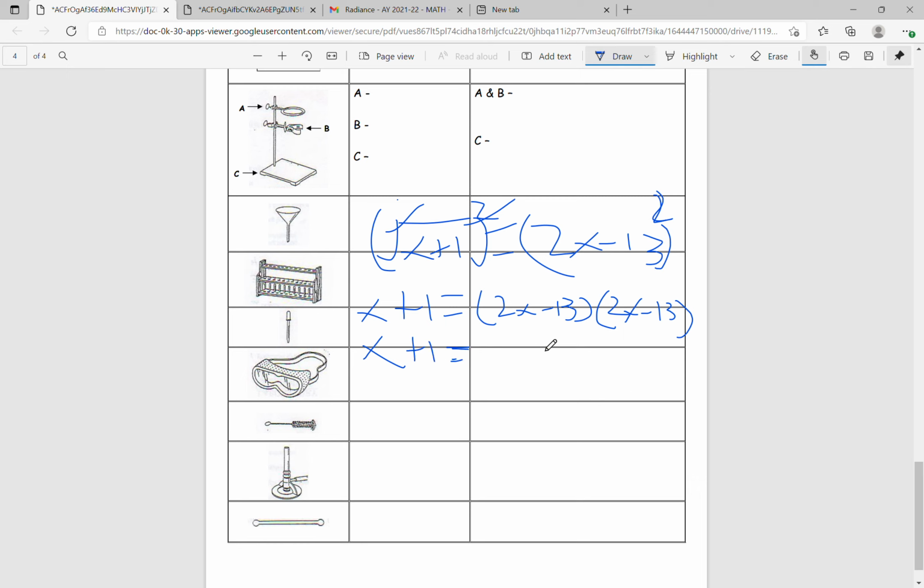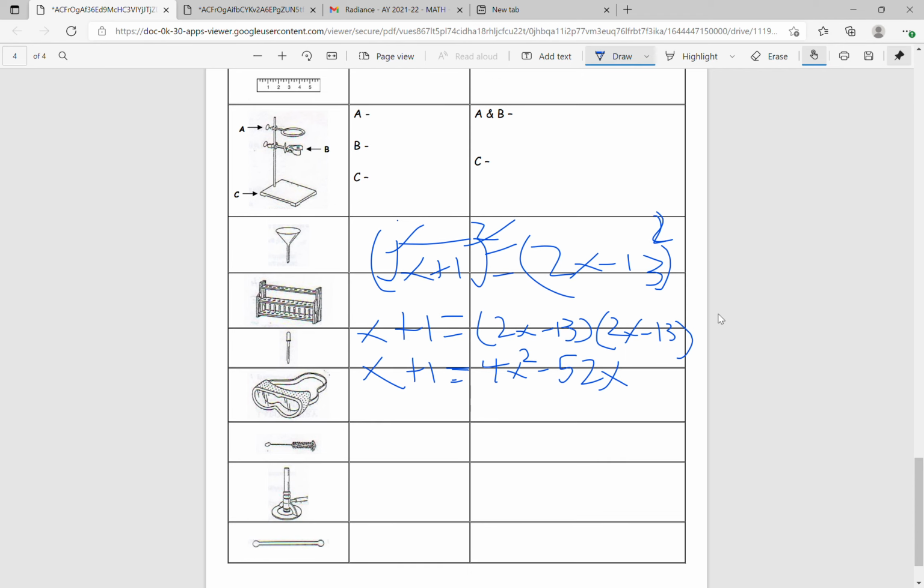2x times 2x is 4x squared. 2x times negative 13 is negative 26x, but negative 13 times 2x is also negative 26x. Negative 26x plus negative 26x is negative 52x. I just combined those like terms right away. And negative 13 times negative 13 is positive 169.